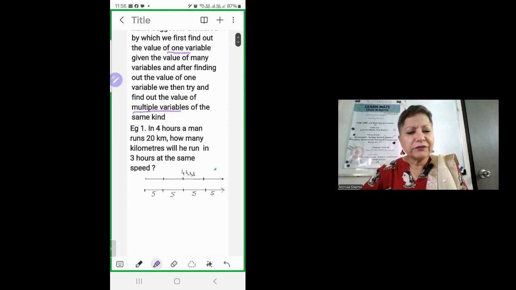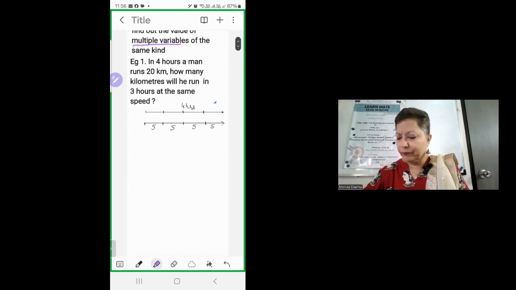So now I think you can see my screen. The definition of unitary method, as it says, is first we find out the value of one variable given the value of many. Once we have found out the value of one variable, then we find out the value of multiple variables. Is that okay? So just let me start with a very simple example.